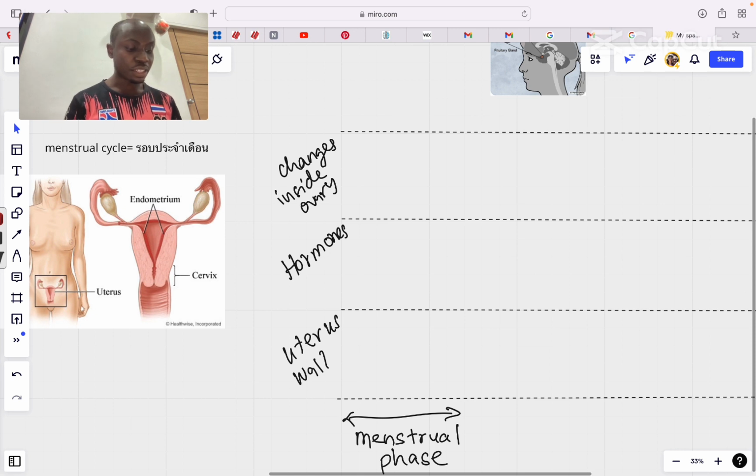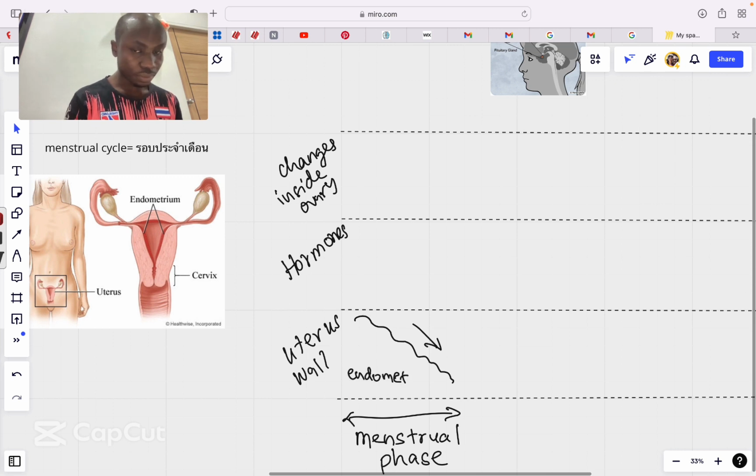we can see that the uterus wall is going to fall down. Again, what will happen? The uterus wall will fall down. What is the name for the uterus wall? Endometrium. So we can say the endometrium falls down.